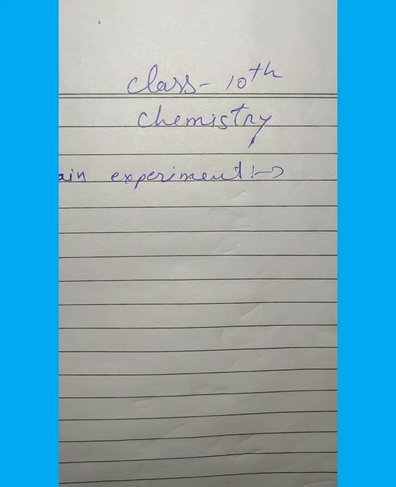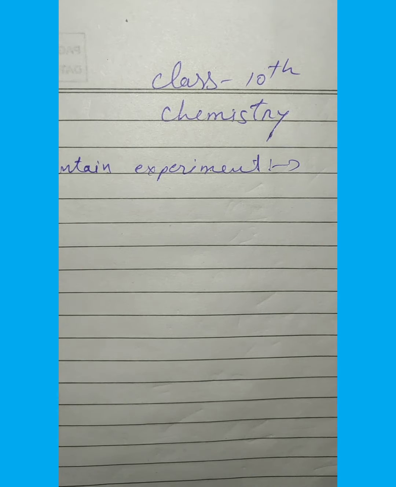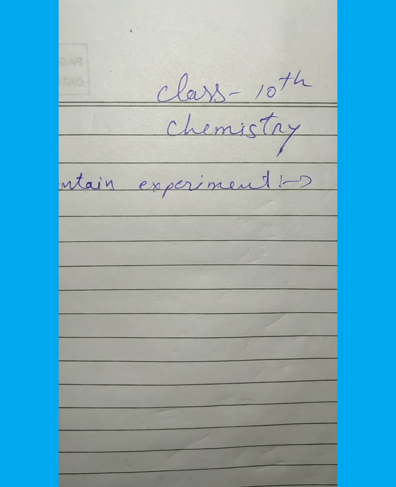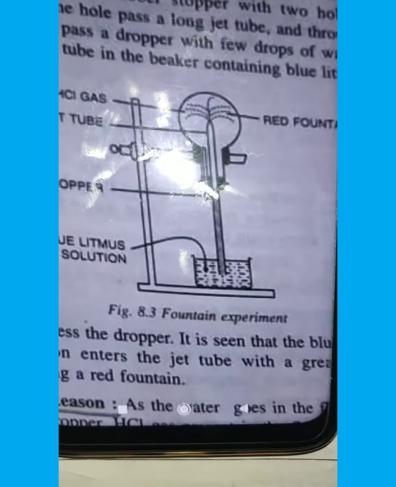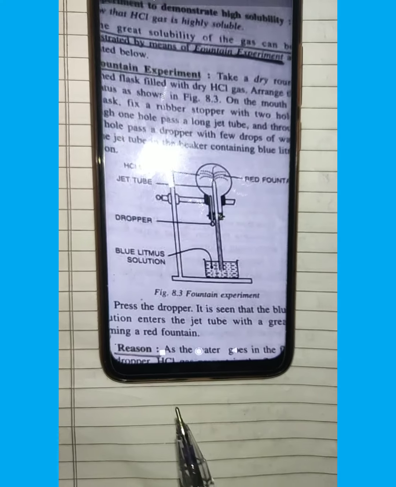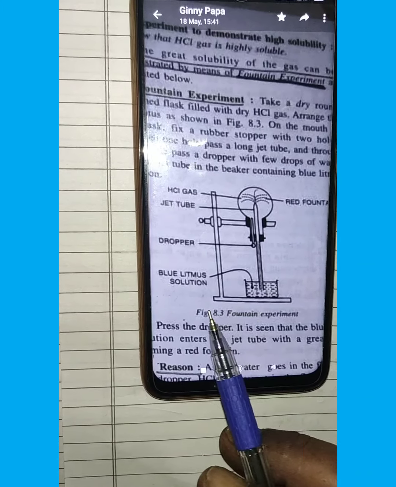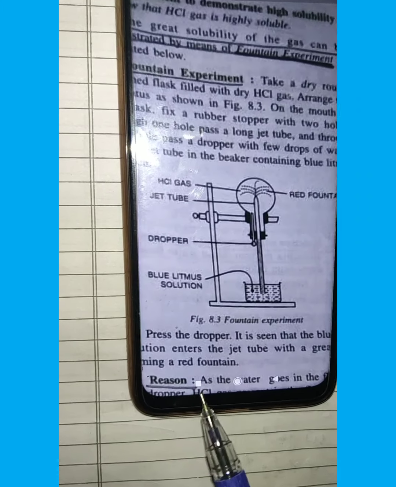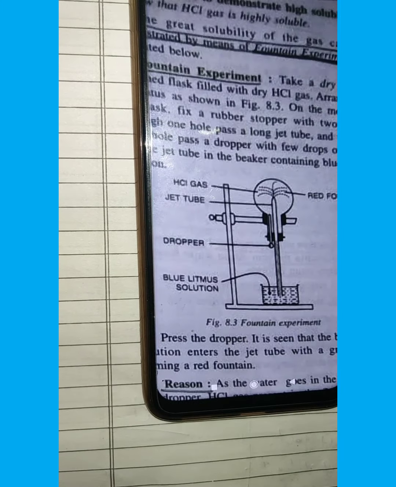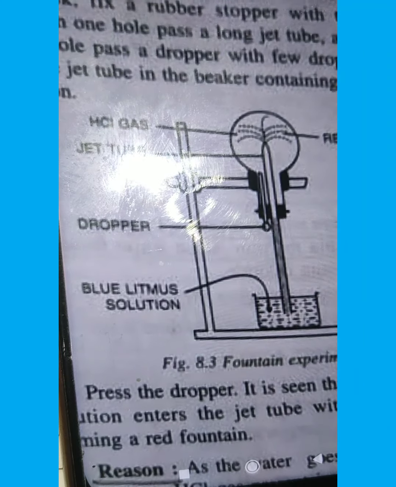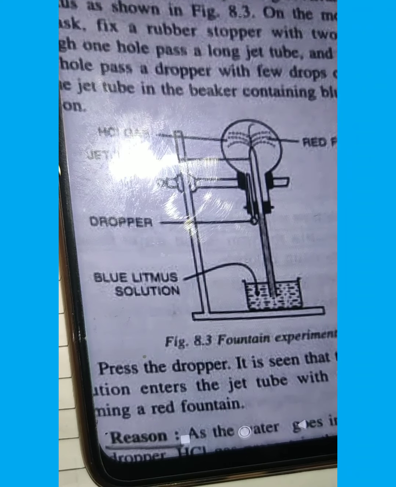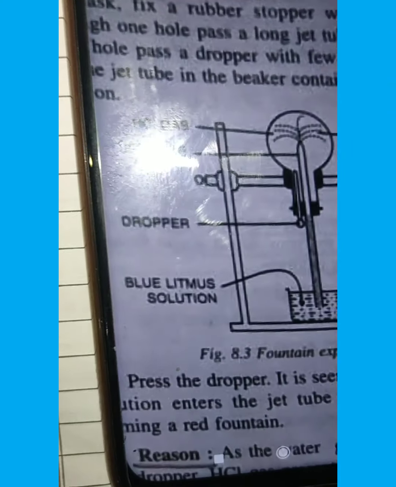This experiment can be made by this diagram. In this diagram there is a jet tube, a dropper, and a beaker with blue litmus solution, and in the jar hydrogen chloride gas is kept.